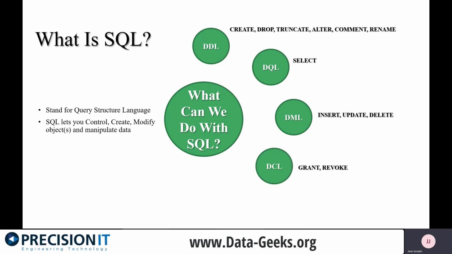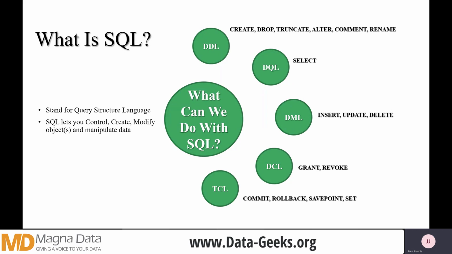The fourth one is DCL, which stands for data control language, which allows you to grant and revoke access. So who can access your data, who is not allowed to access your data. DCL is what allows you to maintain that.